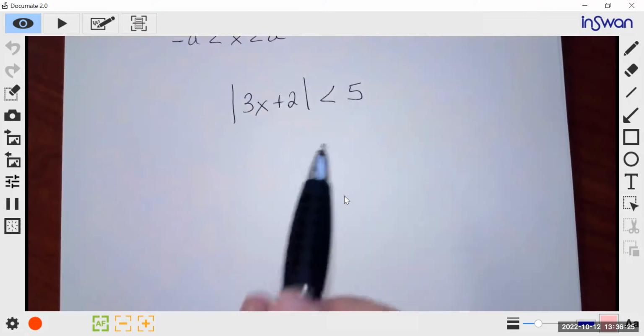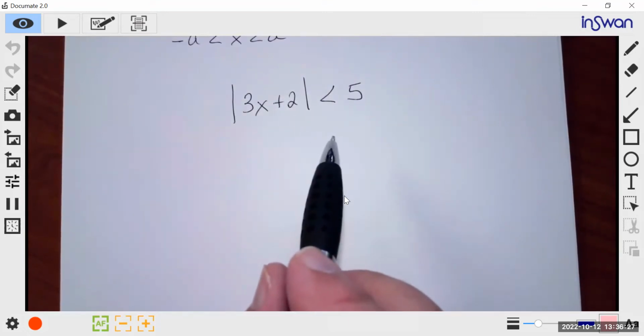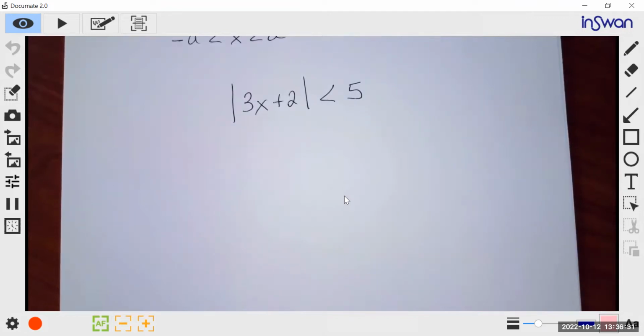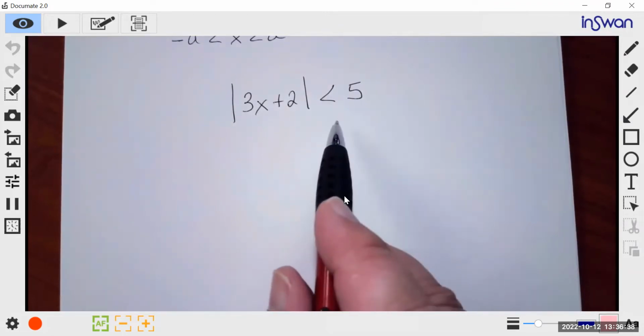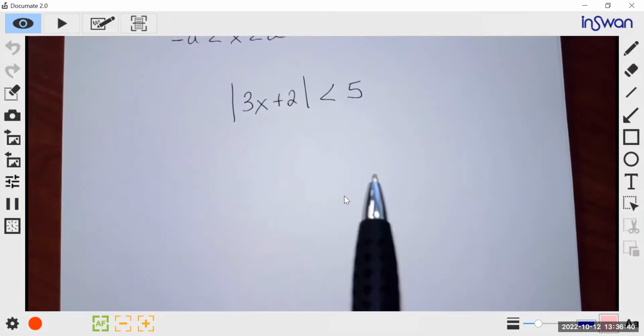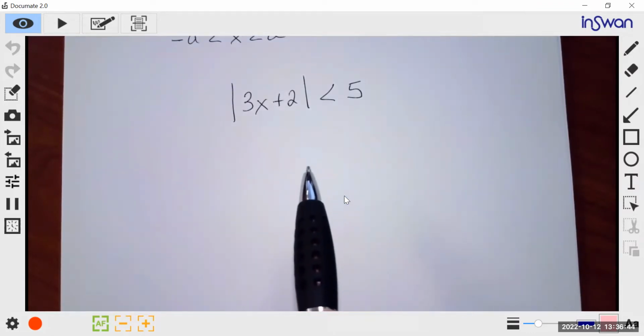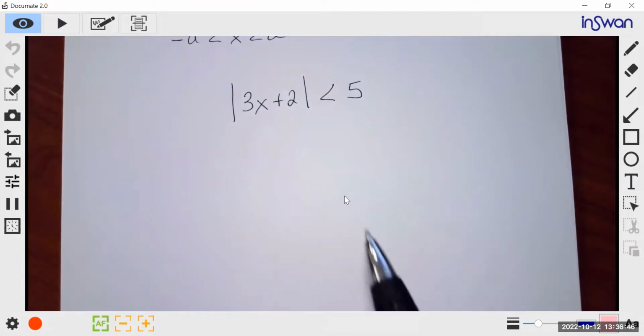What form is this in right now? Since you have inequalities, is it set form, interval form, or graphing? This is set form. So let's put it in the other two forms. Let's solve this and put it in the other two forms. Let's graph it and then put it in interval notation. Remember, intervals deal with brackets and parentheses.